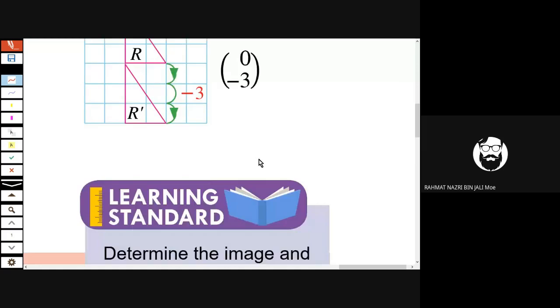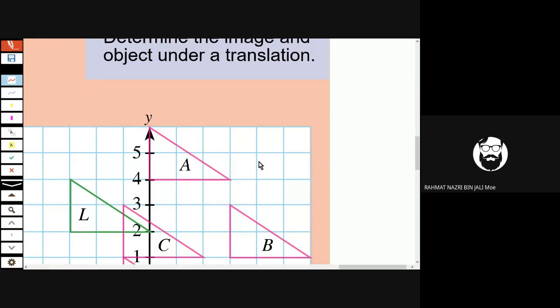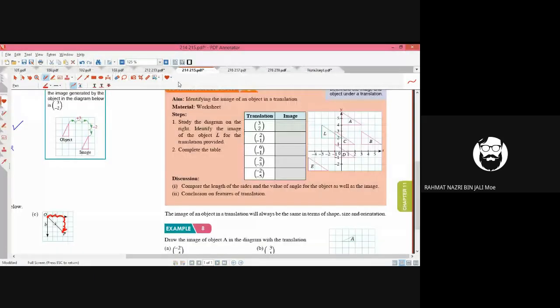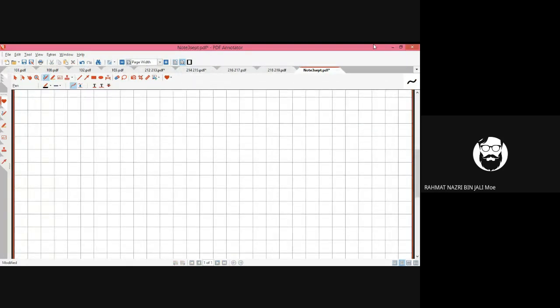Okey, seterusnya kita lihat contoh. Okey, kita take a note dulu. Kita buat nota sikit. Buku saya ada petak-petak ini, jadi senanglah saya mau lukis. Jadi kalau dapat gunakan buku petak, ini ialah titik A. Dan ini ialah titik image of A.